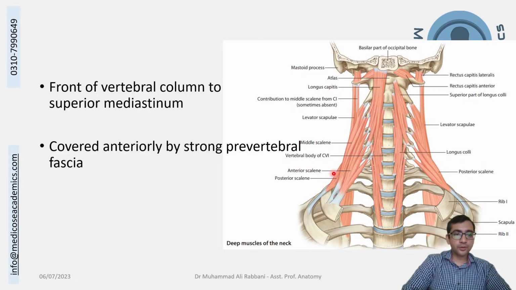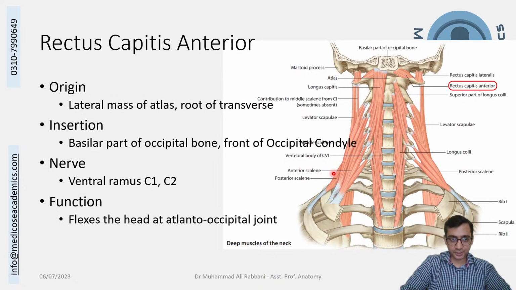These are in front of the vertebral column, superior to the mediastinum, and they are covered by prevertebral fascia. These are the two muscles that originate from the first cervical vertebra and go to the base of the occiput. These are rectus capitis. The one that is medial is called anterior; it arises from the lateral mass and root of the transverse process, and it inserts into the base of the occiput. It helps as a very weak flexor of the atlanto-occipital joint.